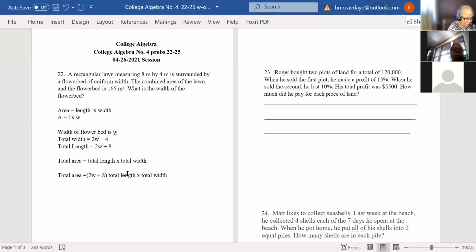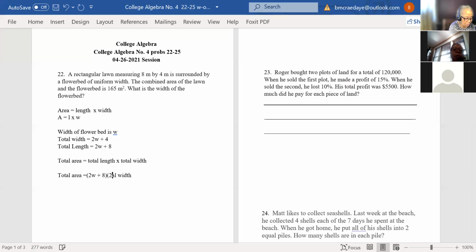I don't know where she went. Yeah, she's not on mute. Chastity? What's the total width? Latoya, what's the total width? 2W plus 4. That's right, 2W plus 4.